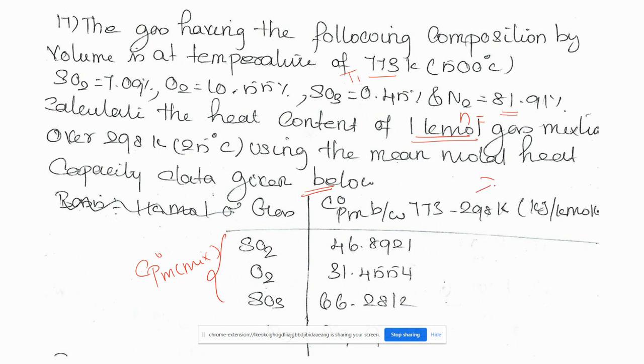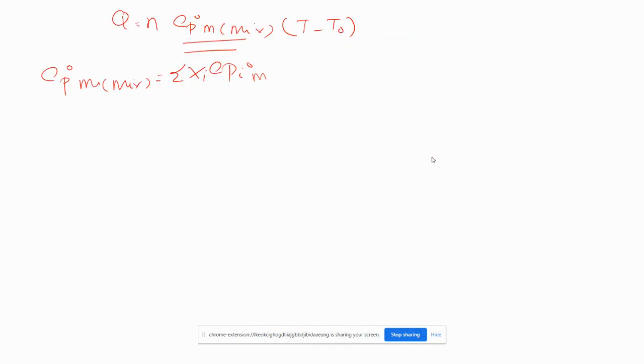So here T will be 773 and T naught will be 298 Kelvin, and N has been given. First you have to find x SO2, x O2, all this. So x SO2 is 7.09 percentage divided by 100, so you will get 0.079.